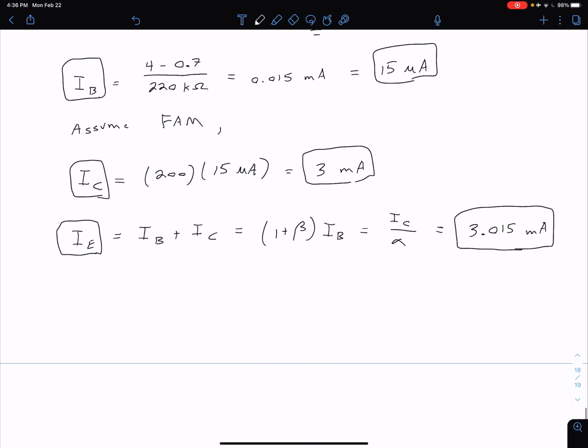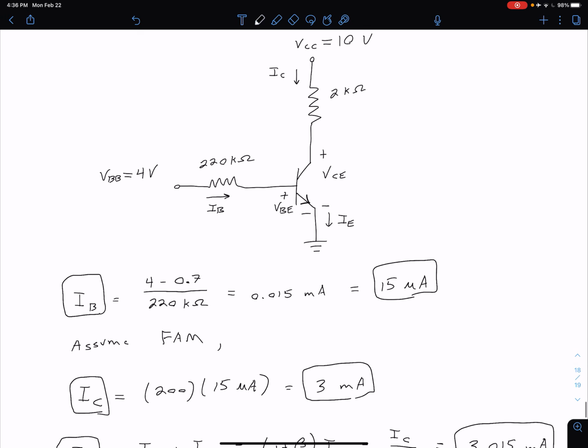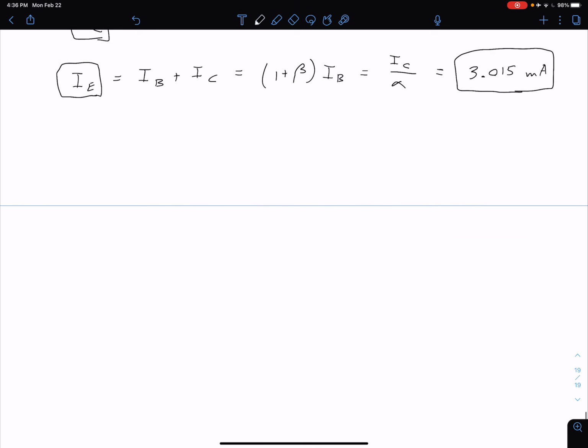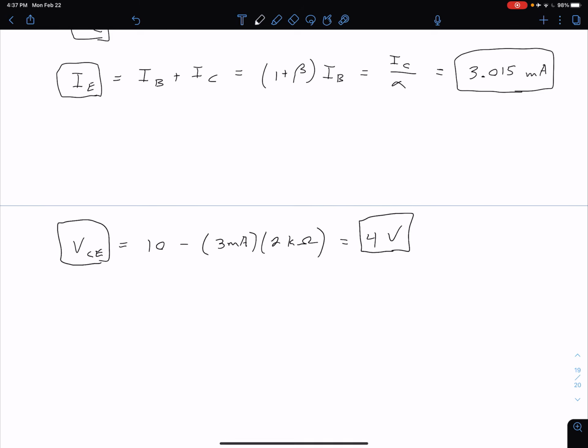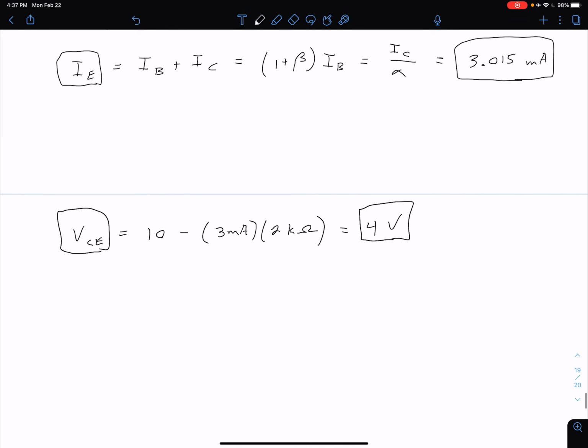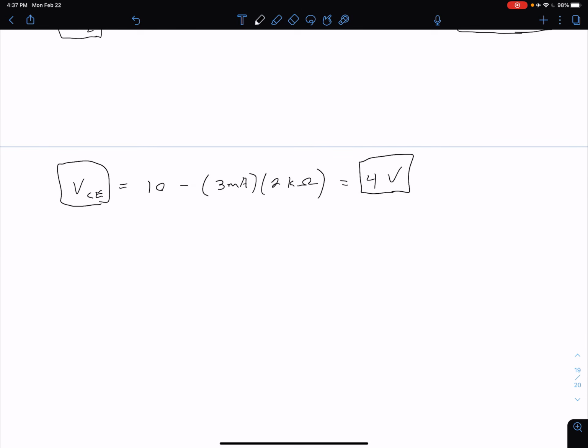All right, so now we have all of our terminal currents. So what we can do now is move on to our collector emitter loop. Now that we know IC, we can figure out the voltage drop across that 2k ohm resistor, and we can do KVL to figure out our VCE voltage. So we can say our VCE is going to equal that 10 volts on the top, our VCC, minus the 3 milliamps of our IC times the 2k ohm resistor for our RC, and that is going to give us a value of 4 volts. As we're going to see in later videos, because that is 4 volts, we can be pretty confident that we're in our forward active mode.